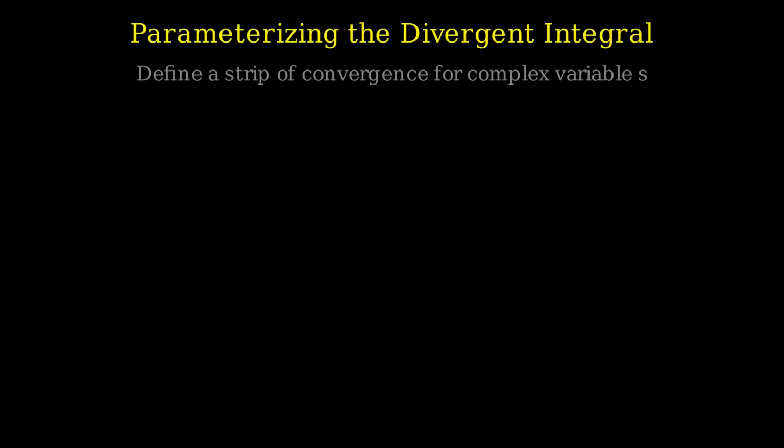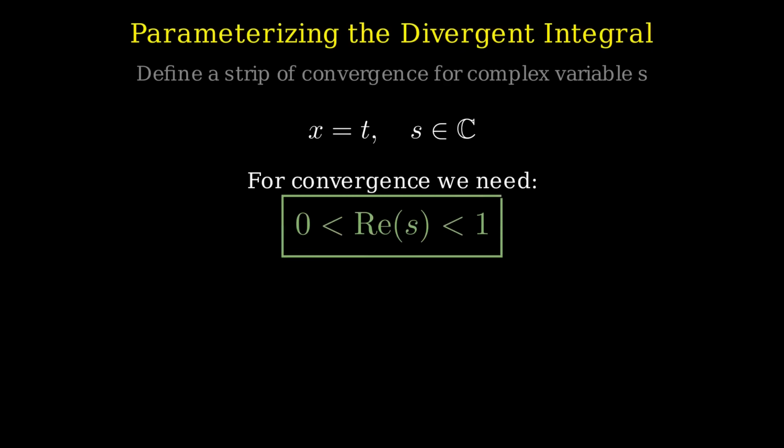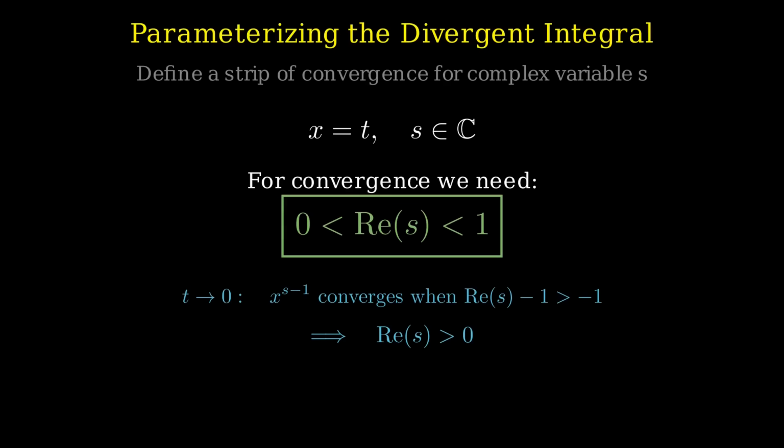complex variable s. In order for the integral to not diverge, the real component of s must be less than 1 and greater than 0, and this is because of how we define our parameterization in terms of t as shown. As our parameter t approaches 0, we need the gamma function to converge. Near 0, the x to the power of s minus 1 term would converge when the real component of s minus 1 is greater than negative 1, aka the real component of s is greater than 0.